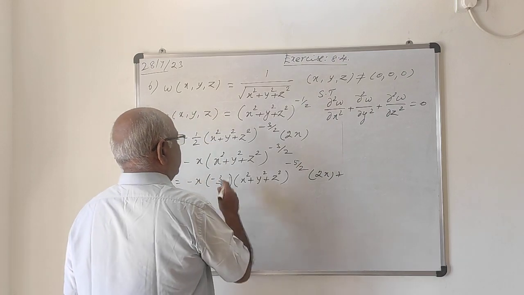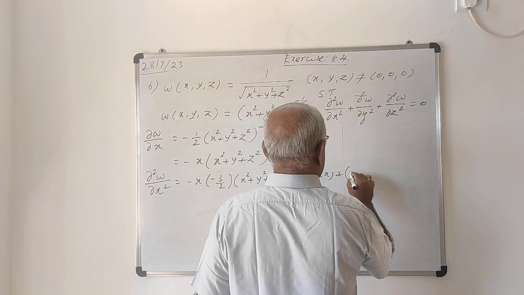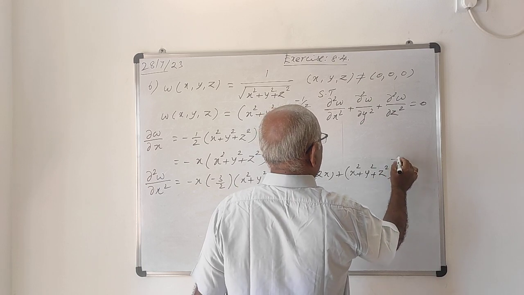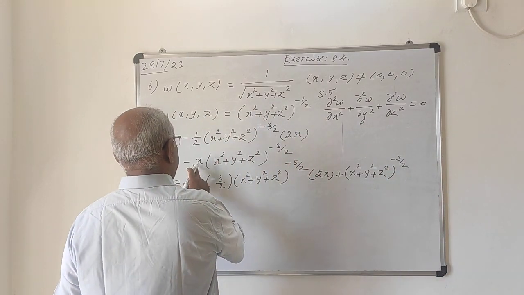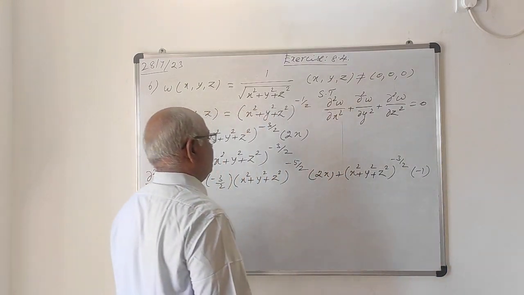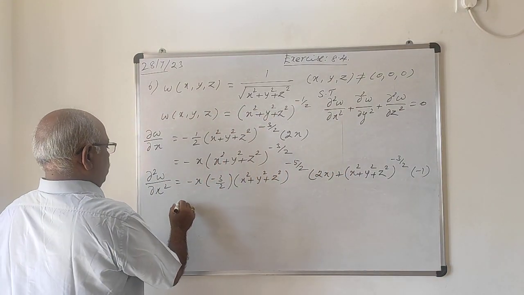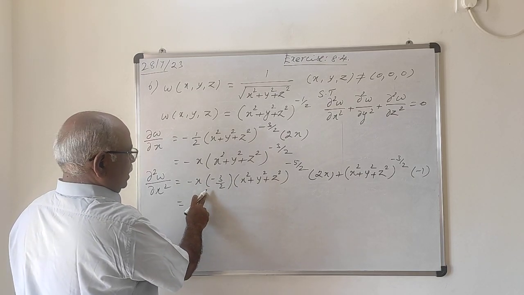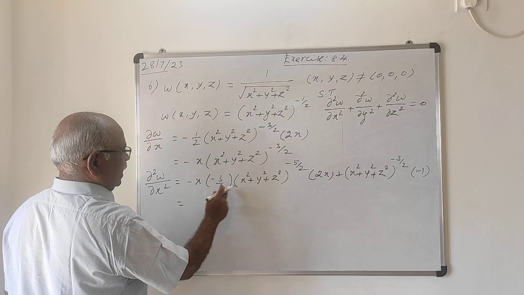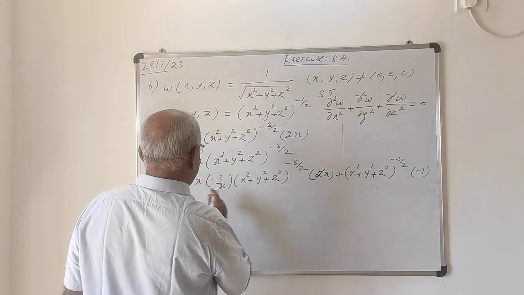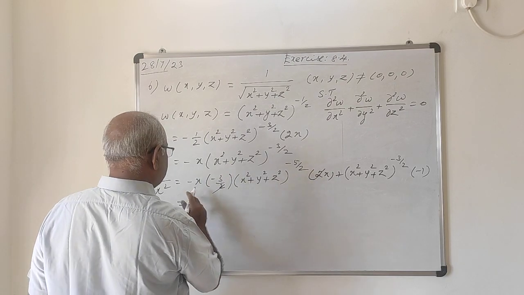Plus, now you keep the second one, (x² + y² + z²) to the power minus 3/2, as it is, and the derivative of minus x is minus 1. Therefore, this is equal to minus into minus plus x, and the 2s get cancelled, minus into minus plus x into x².